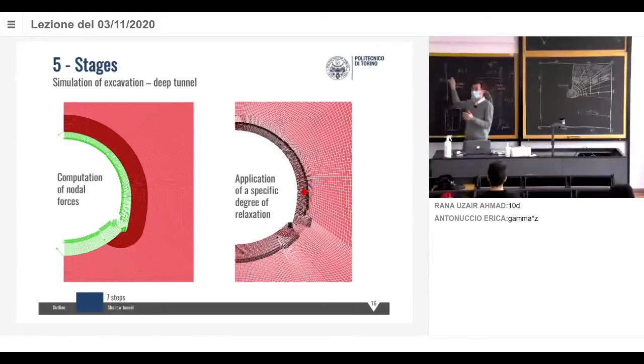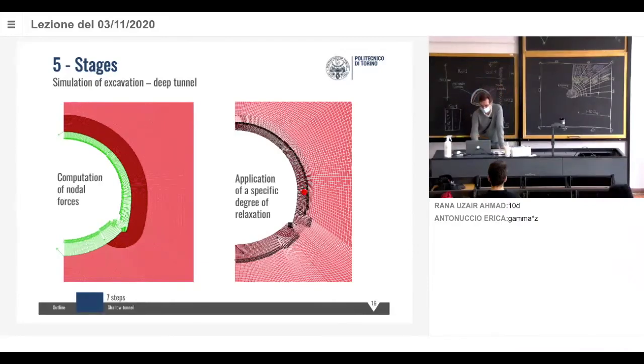If those black arrows are taken as 0, then we are simulating the full excavation. But if we do it gradually, for example, stage 1, just 50% of the black arrows. Stage 2, 0. Then it means we simulate the excavation in 2 separate stages. The first one with half of the excavation and then full excavation later. So by using this, we can simulate a gradual excavation. And we use this terminology, relaxation, because the excavation takes place slowly.